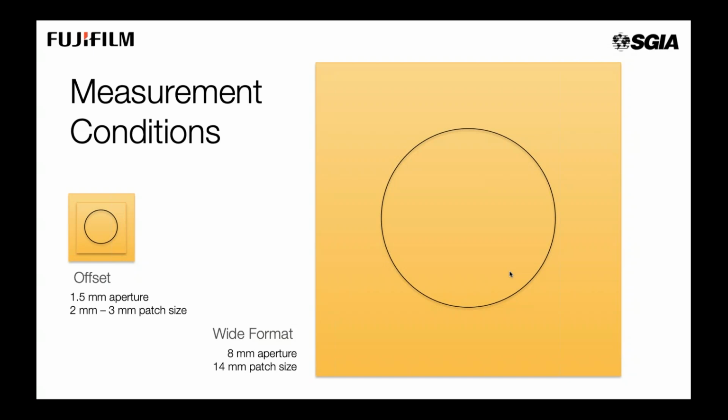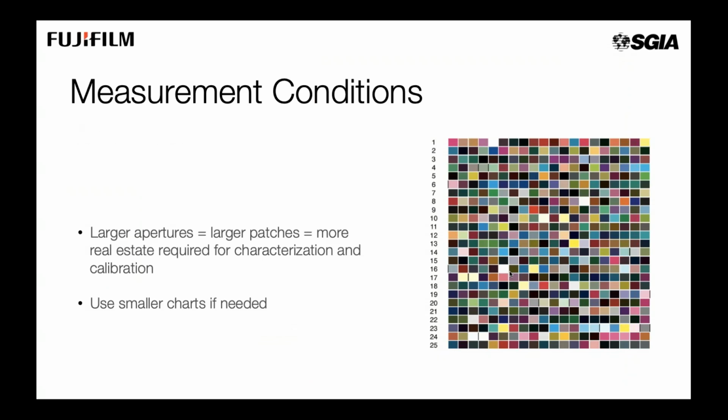Now I might be able to do this all with a single inexpensive device, relatively inexpensive compared to the other 3, but I do have to worry about a wide format, a wider aperture here. So 8 millimeter aperture, 14 millimeter patch size. What does that mean? Well, it means I'm going to have a much larger chart to use.